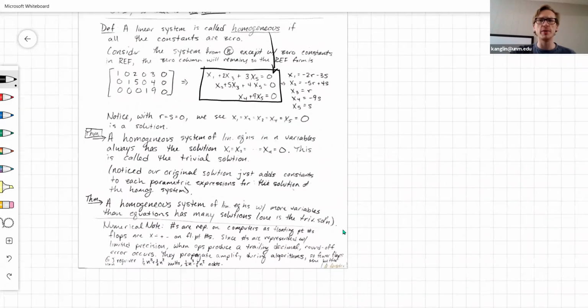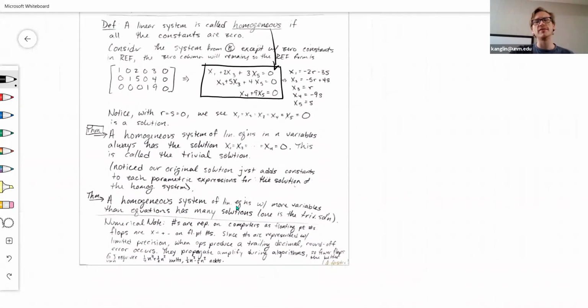And finally, let's finish up here. A homogeneous system of linear equations with more variables than equations has many solutions. That's exactly what we saw up here. There were 5 variables, x1, x2, x3, x4, and x5, yet only 3 equations represented. We have more variables than equations, and in that case, we have many solutions.